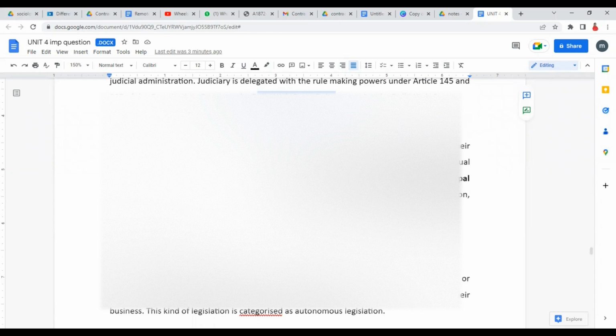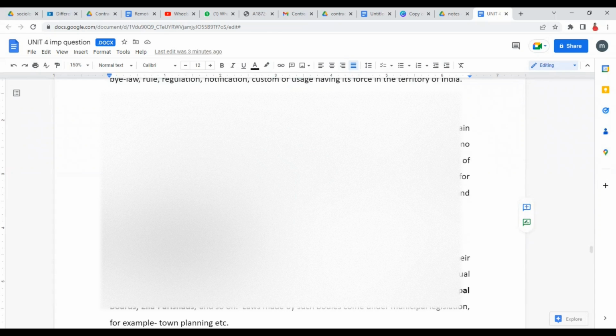Basically, it says that we don't need to go to parliament for everything. Correct. For every single thing, you need not bother the parliament. Maybe for establishment of a court, you can bother, but for how day-to-day functions would go on, you need not bother the parliament.